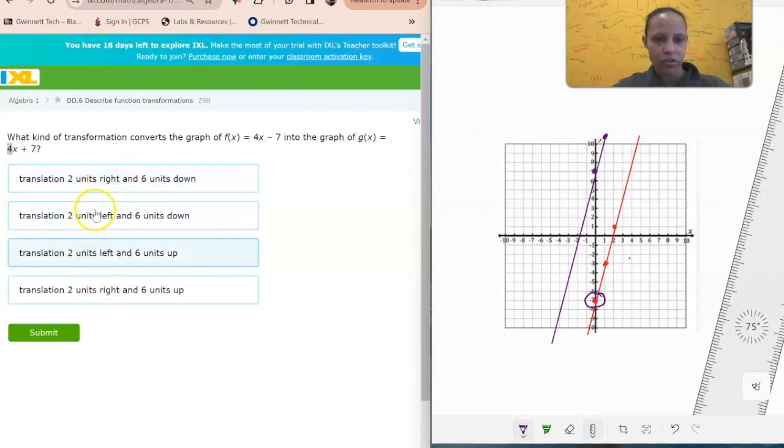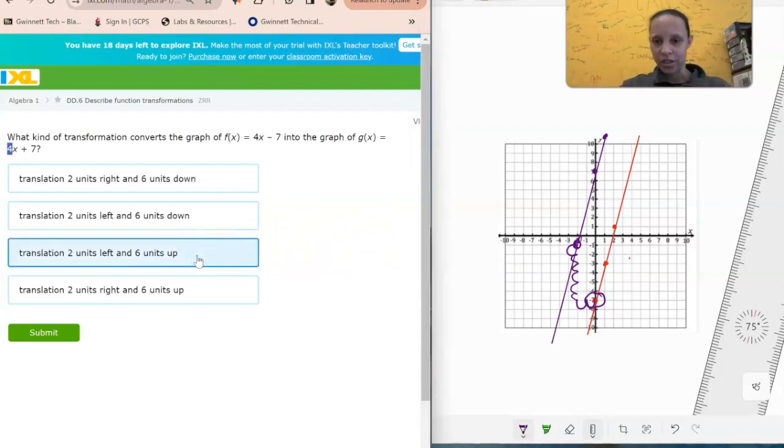So these are my two answer choices right here. So I'm going to go 2 units to the left, 1, 2, right? And then I have the option, once I go left, to either go 6 down or 6 up. If I go down, am I going to hit the graph? No. So I need to go up. So let's go 6 up. 1, 2, 3, 4, 5, 6. Boom. I get right on the graph. So left 2, up 6 is going to be my answer.